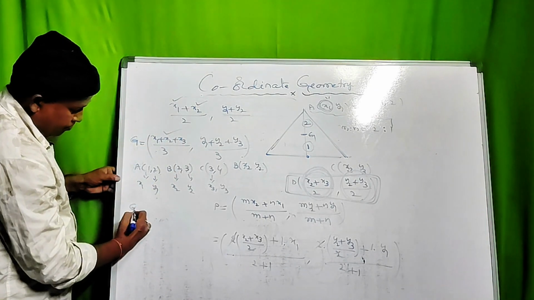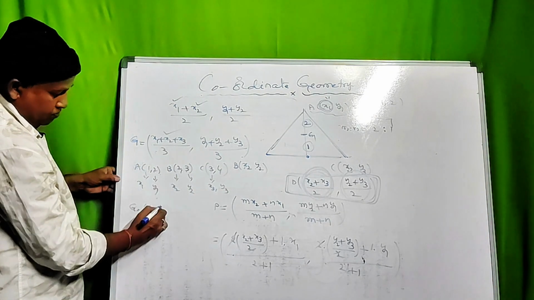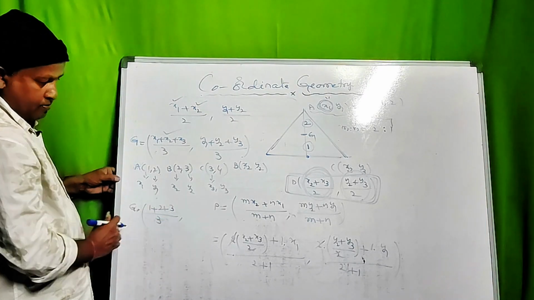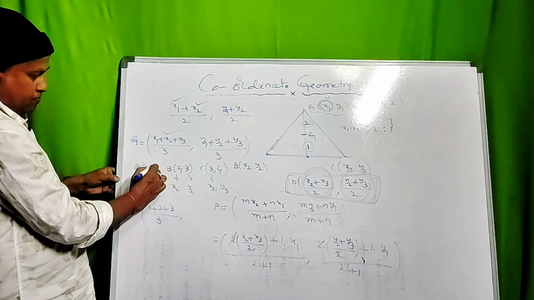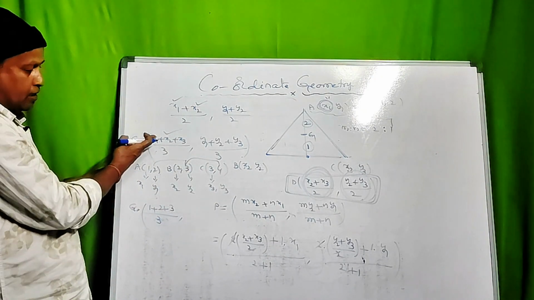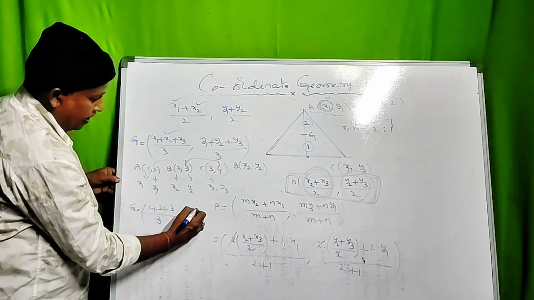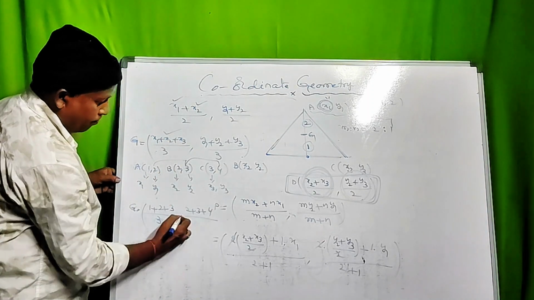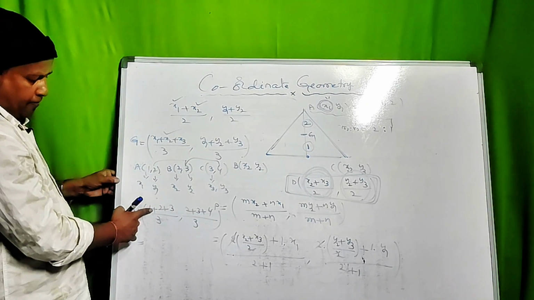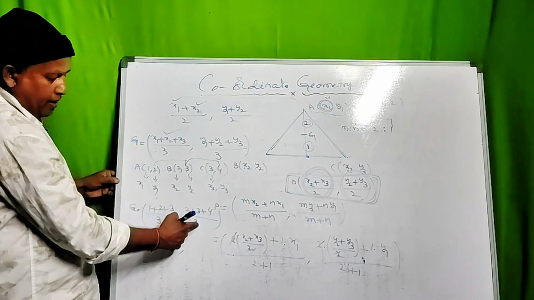So G equal to x1 means 1, x2 means 2, and x3 means 3, by 3. Then y1, take the y coordinates. Initially you have to take the x coordinate, then go for the y coordinate. Means what? 2 plus 3 plus 4 by 3. Now 3 plus 3, 6 by 3 means 2. 5 plus 4, 9. 9 by 3 means 3.